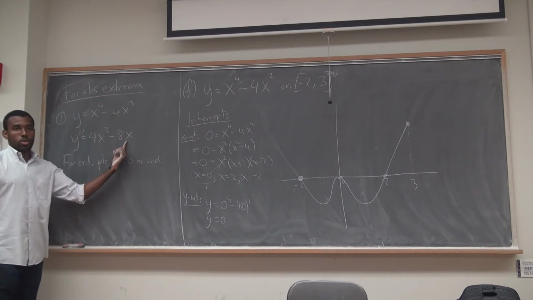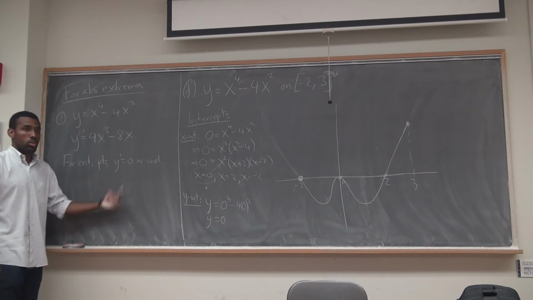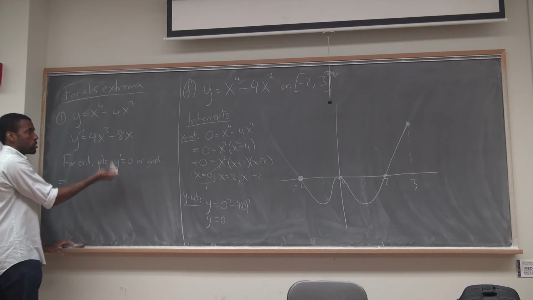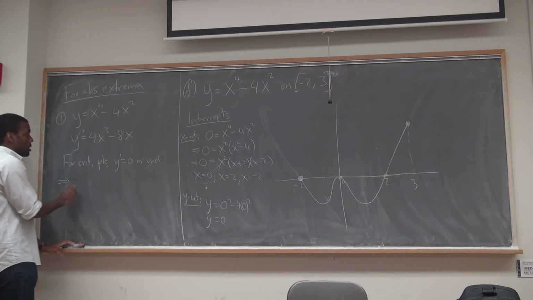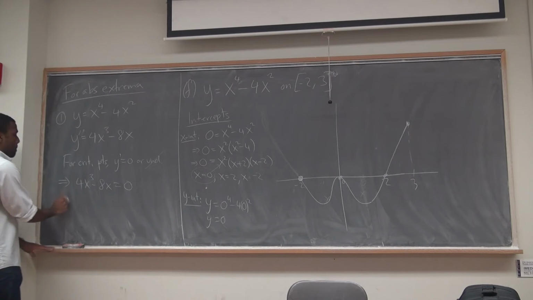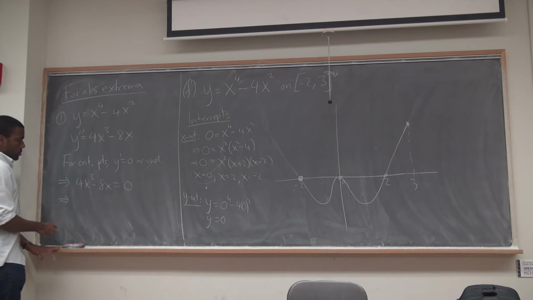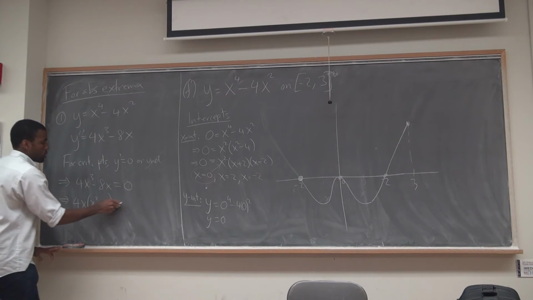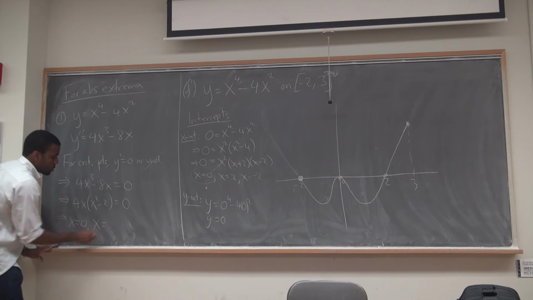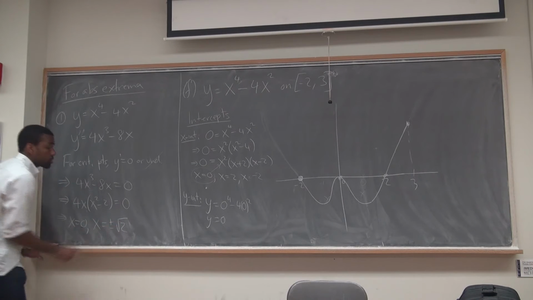Now your y prime is a polynomial, so it's never undefined, so we only care about where it's 0. That is not going to happen here because it's a polynomial, though it could happen in general. So what I'm going to do now is set this equal to 0 and see if I can find solutions. How do I solve that? Take out the x. I can factor out a 4x, and then I would get x squared minus 2 equals 0. Which means x equals 0 is a critical point. Also x equals plus or minus radical 2.